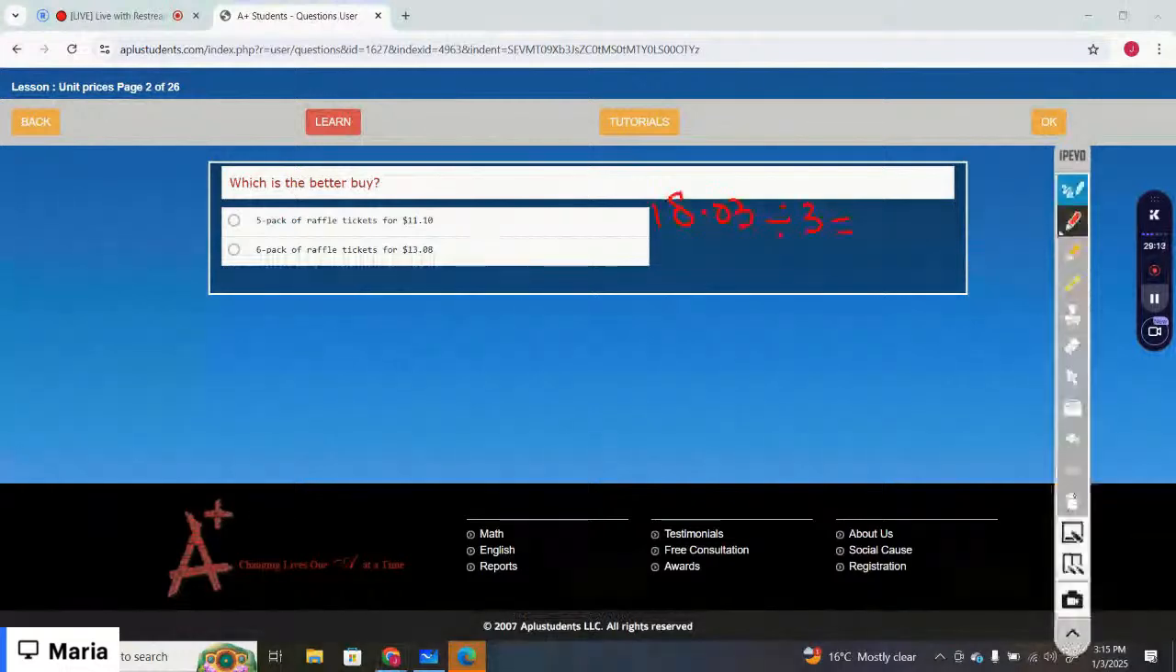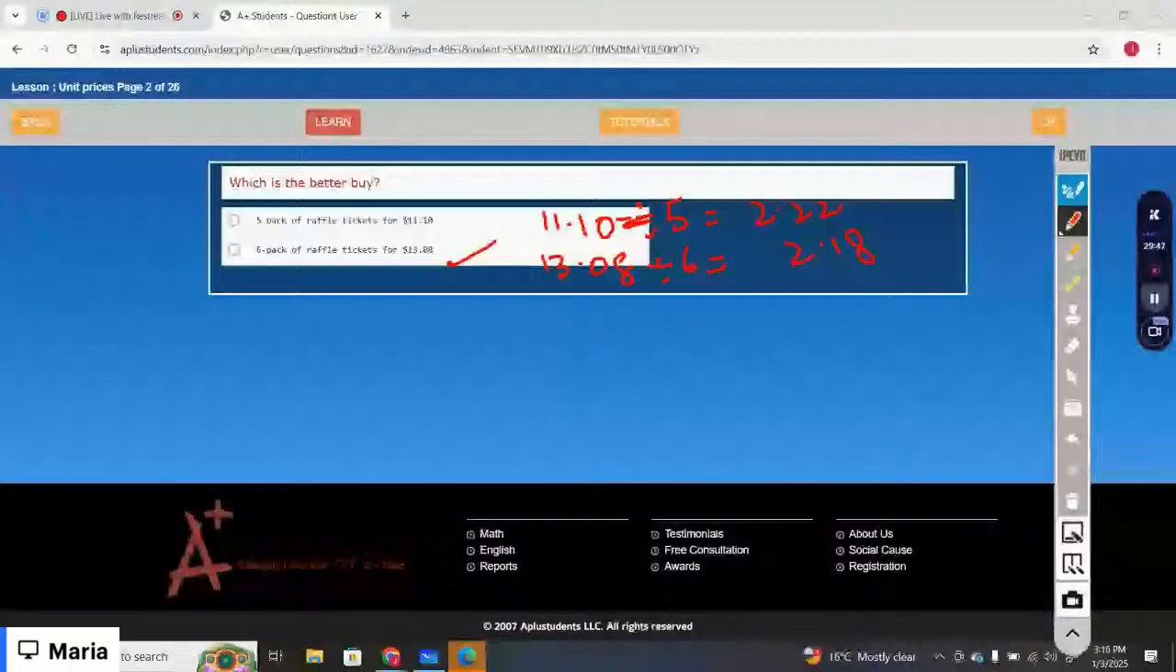For the first one, you have to do 11.10 divided by 5, and then for the second one you have to do 13.08 divided by 6. So calculate the price of one item. The value that has the lower cost per item is the best buy. 11.10 divided by 5 is 2.22 and 13.08 divided by 6 is 2.18. So the second one is the best buy, right?